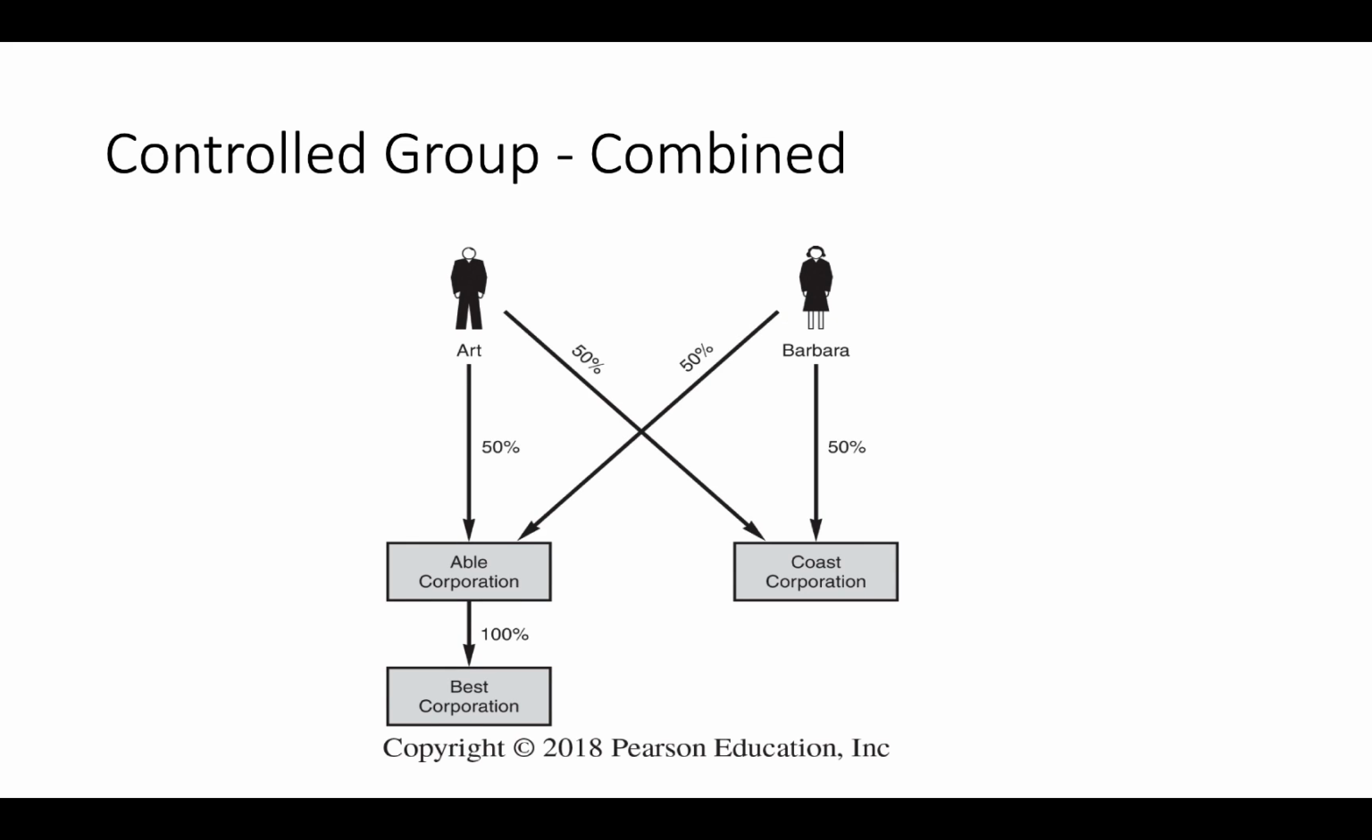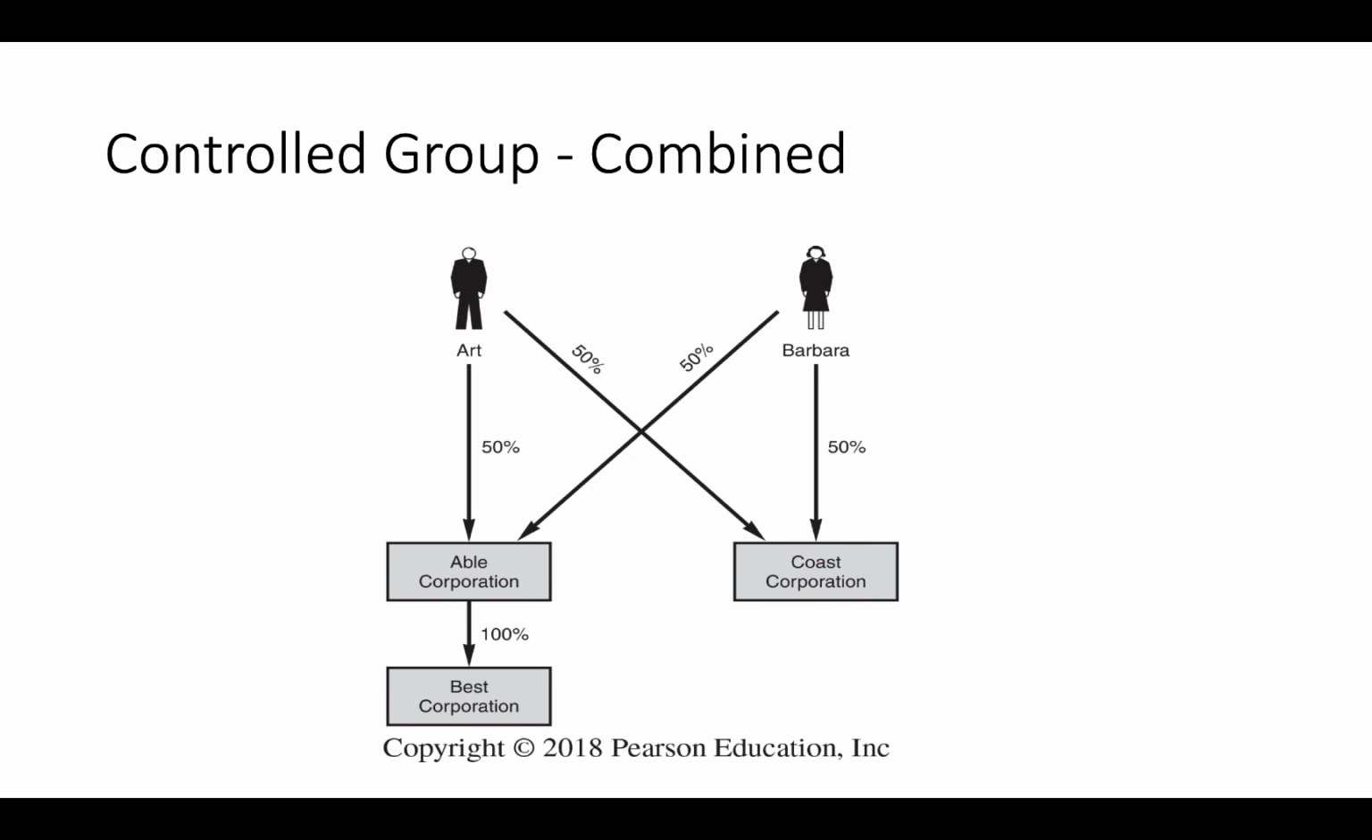All right, the next control group we're going to talk about is the combined control group. And that's when we have 3 or more organizations where each is a member of a parent sub-control group or a brother-sister control group, and at least one corporation is the common parent of a parent sub and also a member of that brother-sister group.